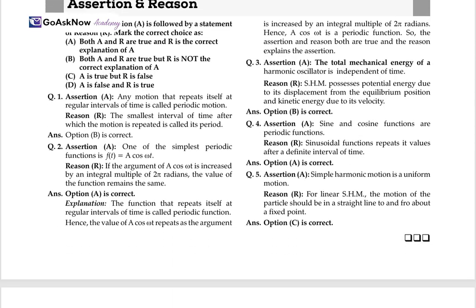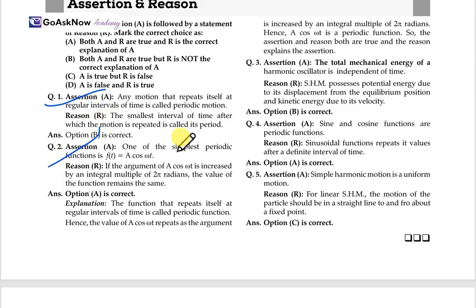Now, assertion and reason based questions. Assertion: any motion that repeats itself at regular intervals of time is called periodic. Okay, so it's correct. And the smallest interval of time in which the motion repeats is called its period. So, yes, both A and R are true, but R is not the explanation for A. It's not associated. Both are true in themselves only.